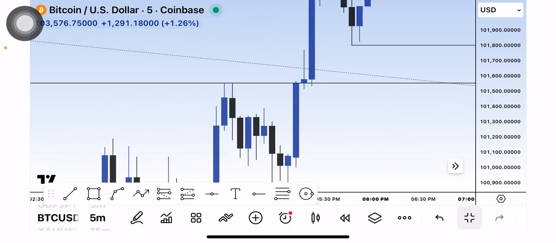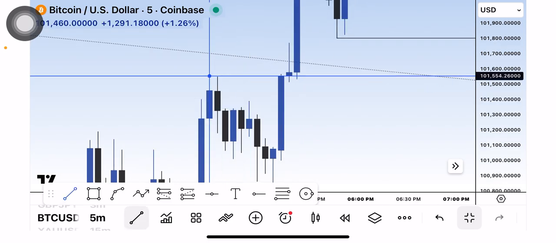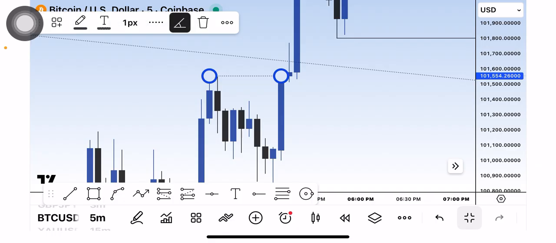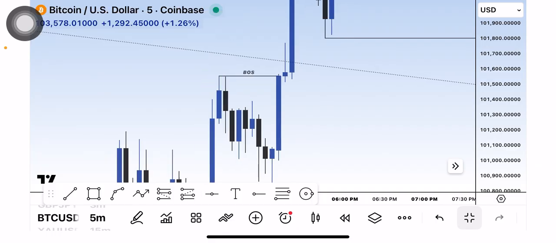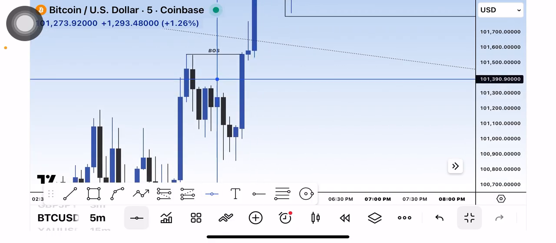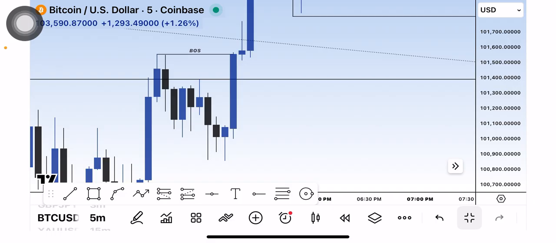So in 15 minutes time frame, market gives us this structure. This is a break of structure here on 15 minutes time frame. Then this is a breaker block here. So this is a breaker block. This is a break of structure.